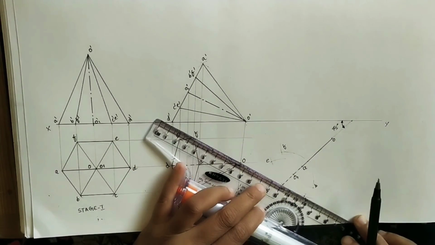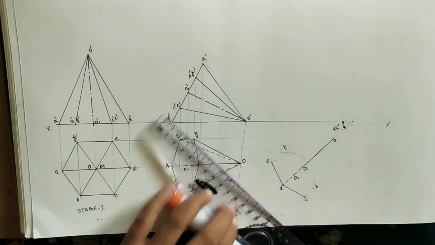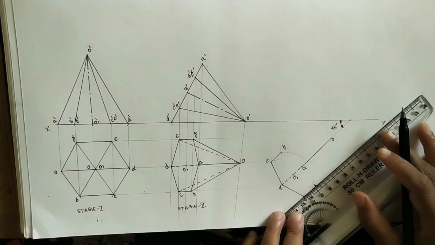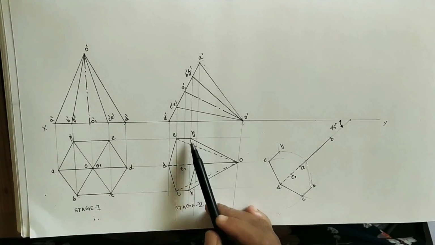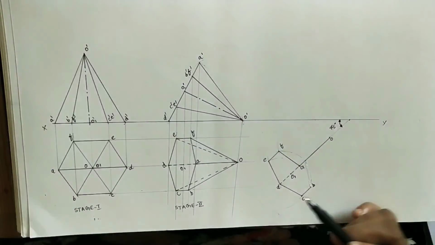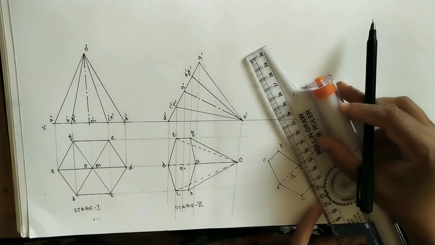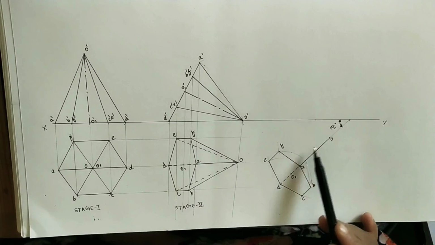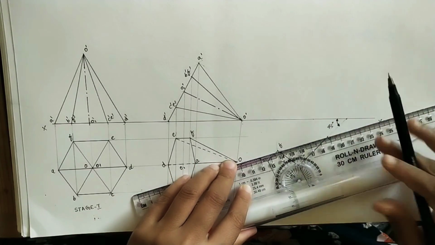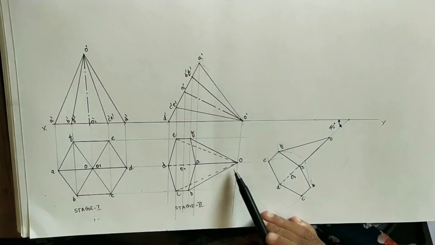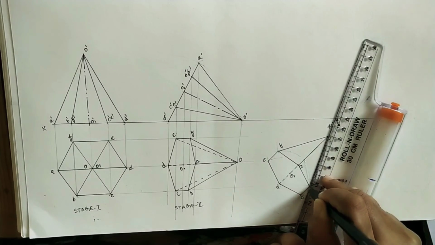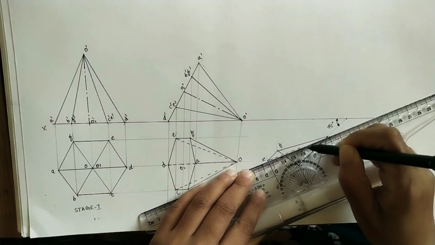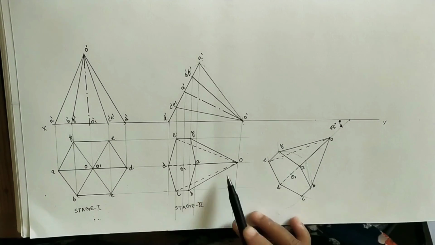Join DC and DE, EF, and then CB. Join AF, okay, and then join AB. So after that join OF, and then join OB, and then join OE with dotted line, and then join CO with dotted line.